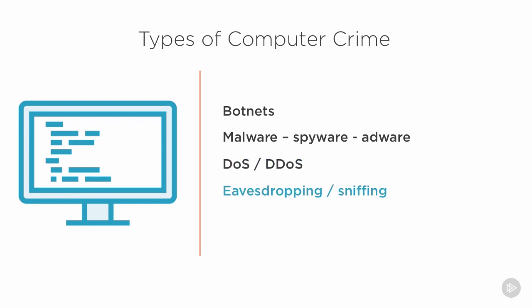Another problem is someone listening in, eavesdropping or sniffing on network traffic, able to pick up, for example, wireless communications, able to then tap into communications lines so they can then capture the information that they wanted to then listen in on.